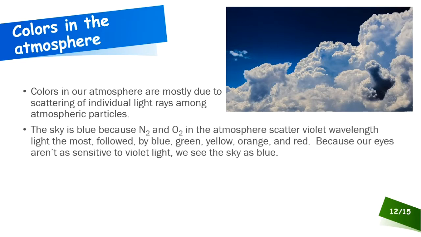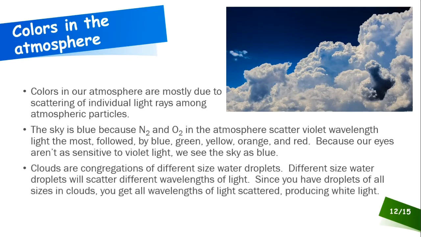Well, why is it that we see the sky is blue? That's because the nitrogen and oxygen molecules in the atmosphere are scattering violet light the most. And then they scatter blue light a little less, green light a little less, yellow light a little less, orange light a little less, red light the least. Our eyes are not really sensitive to picking up violet light, and so we see the next color that's scattered the most, which is the blue.